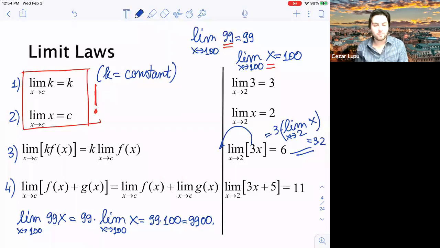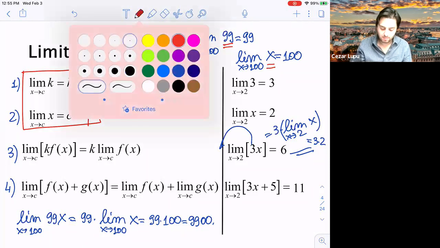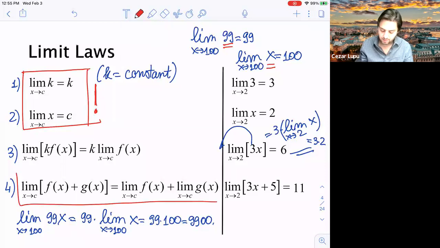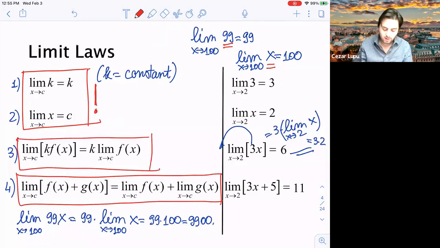So, in other words, the limit as x approaches c of f of x plus g of x is nothing else than just the limit as x approaches c of f of x plus the limit as x approaches c of g of x, right? Keep this in mind. The limit of the sum is the sum of the limits. This is important. And in fact, you can combine 3 and 4, and you can just take the constants out as well.